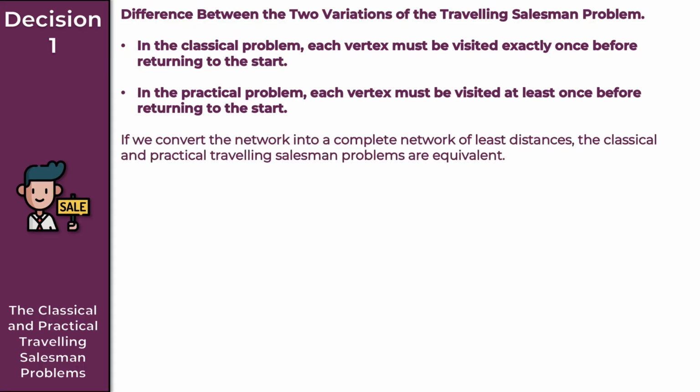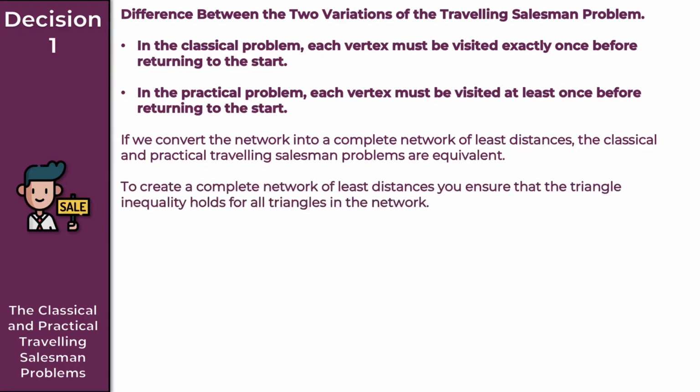And if we convert the network into a complete network of least distances, the classical and practical traveling salesman problems are equivalent. They just become the same problem. And to create a complete network of least distances, you ensure that the triangle inequality holds for all triangles in the network. Now, in practice, this is somewhat redundant, and you'll see that as I work through the practice question a little bit later on. I don't really think that this is necessary, but if you do find this helpful, then that's great. Please do use it. But like I said, somewhat redundant, but it is worth being aware of.